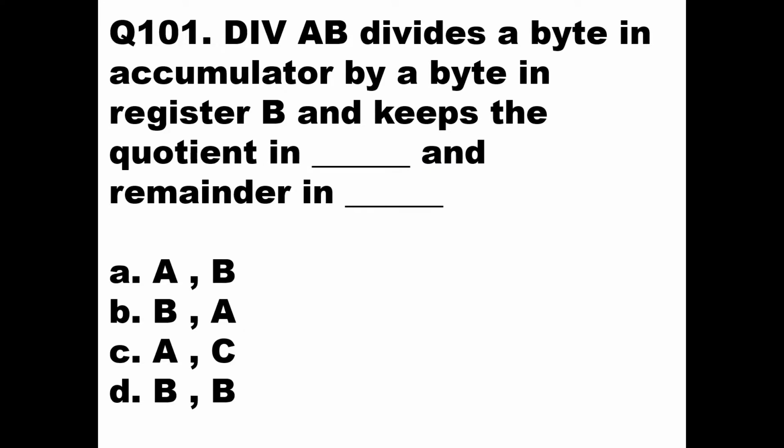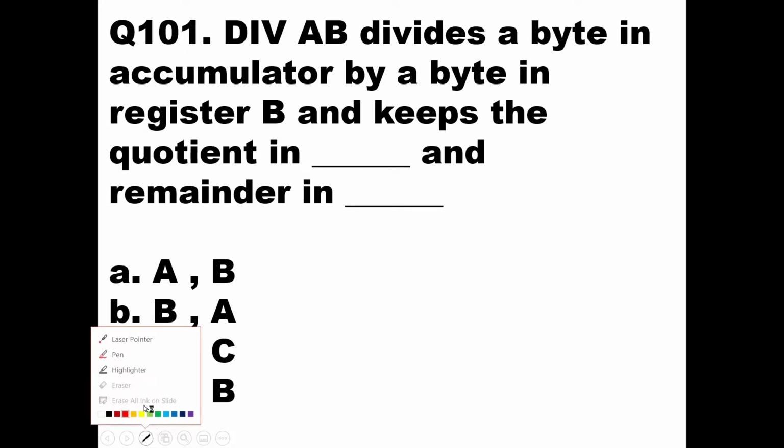Question number 101. Division instruction DIV A, B divides a byte in accumulator by a byte in register B and keeps the quotient in dash and remainder in dash. Okay, so this is the question asked over here.